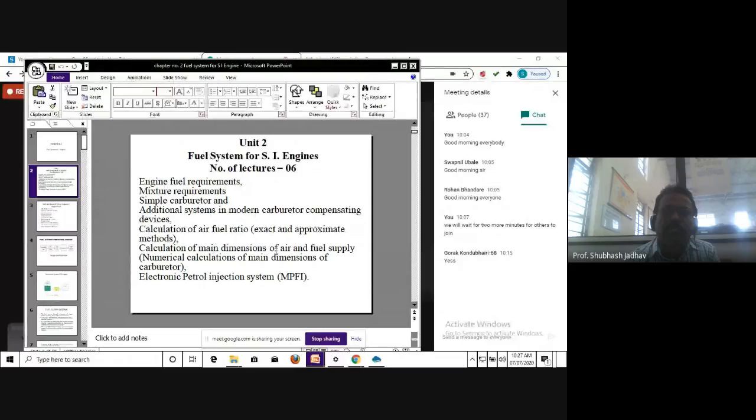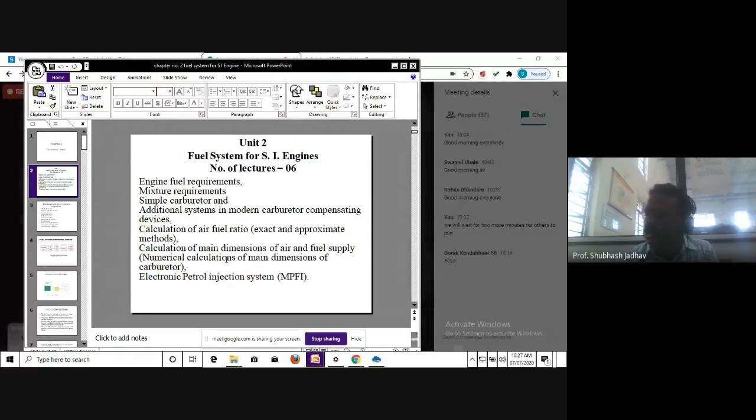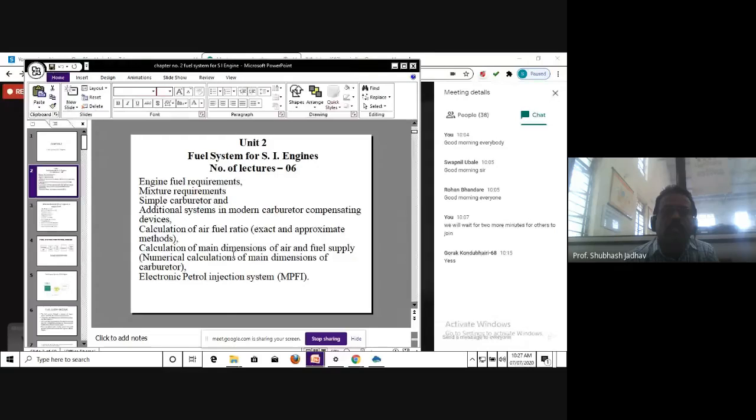Then the calculation of main dimensions of the air fuel supply system, and the electronic petrol injection system, that is MPFI. So these things we are supposed to discuss one by one. So let us see basically what they are.